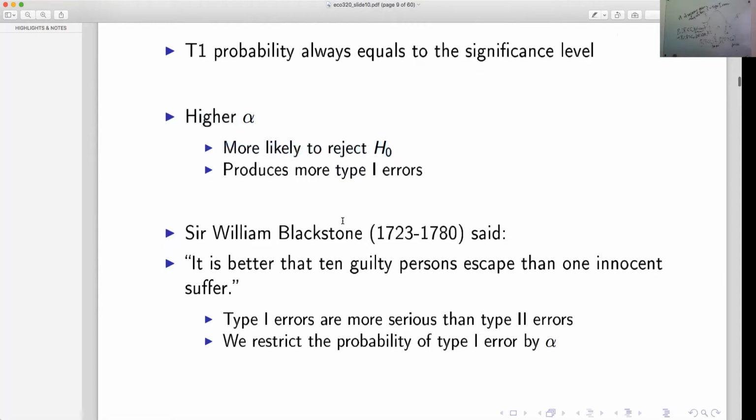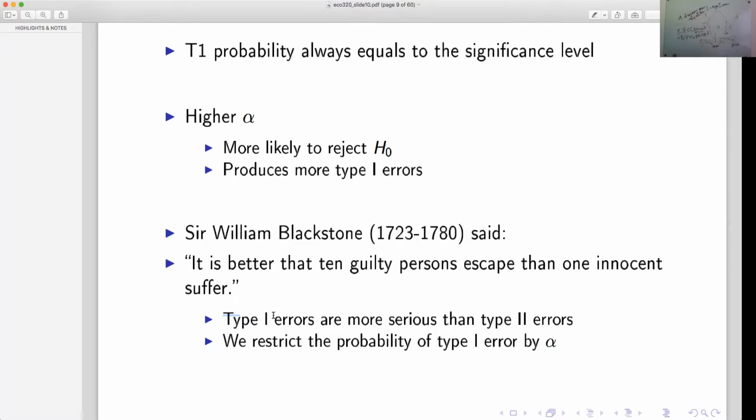According to this saying, it is better that 10 guilty persons escape than 1 innocent suffer. In other words, type 1 errors are much more serious than type 2 errors. So in general, that's why type 1 errors are more emphasized than type 2 errors. Always remember this kind of statement, because type 1 errors are sometimes very costly.